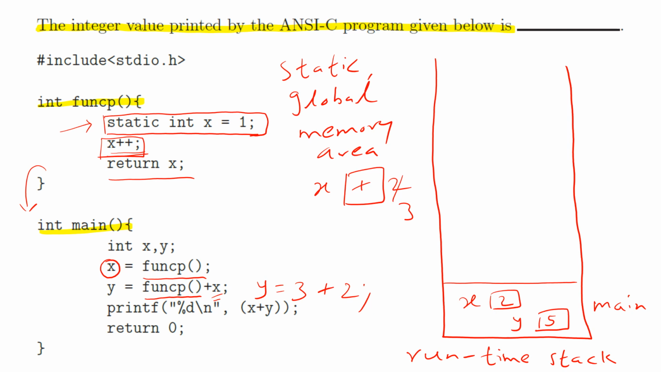And then when we print the output, which is x plus y, x is 2, y is 5, so the output of this program happens to be 7. Okay, I hope you have understood this. Thank you.